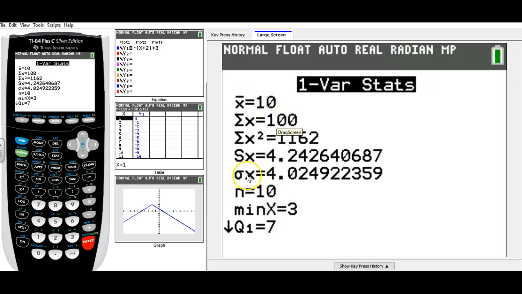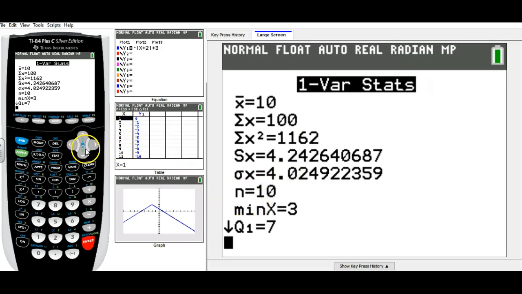Right here, this is sigma. You guys saw we just calculated that. Remember I told you X bar, 10, was your average. Then I told you sigma was 4.02, which we found by hand using those points. And right here is the number of items that you have. There's 10 items in that list.